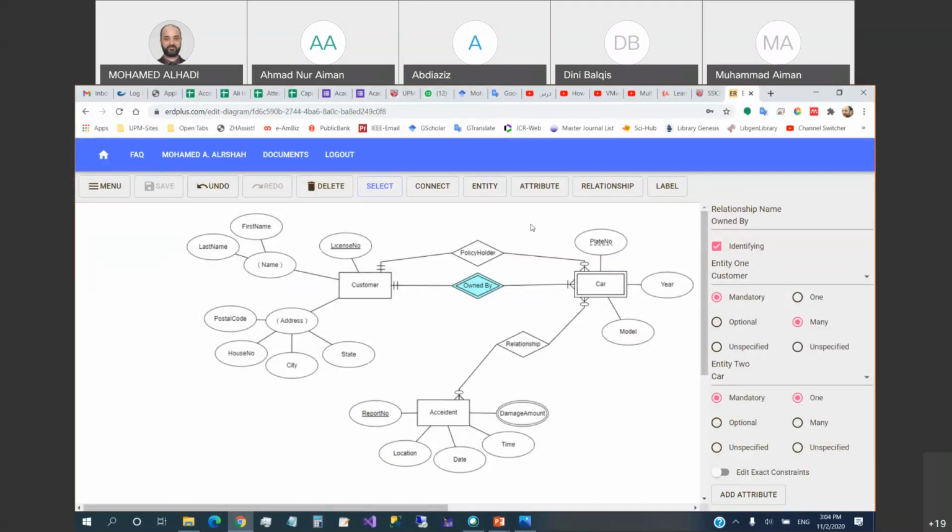One more reason to keep this one as identifying and this one as not identifying is that this relation here is mandatory, because the car has to have one owner. That's why the car is identified by the customer, the owner, but the car cannot be identified by the accident, because some cars may not have an accident at all. If we make this an identifying relation, then we will lose the identification of the car. So that's why this one is not an identifying relation.